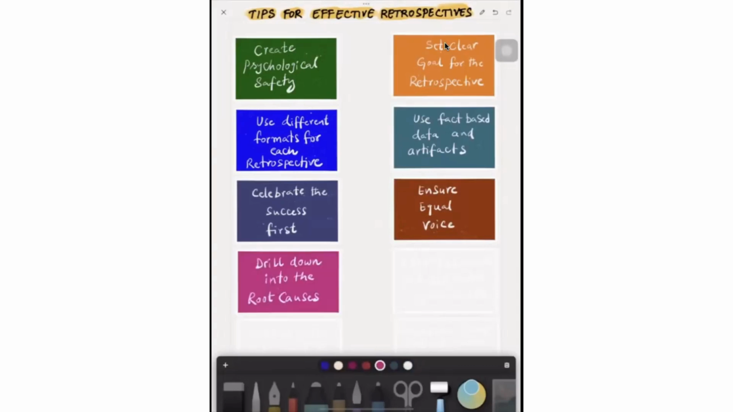And the next, drill down into the root causes. So don't stop at surface level observations. Use techniques like 5 Whys or fishbone diagrams and dig into the root causes. That means the reasons behind what is happening, especially if not for everything, especially for the important critical bugs or some repeated patterns or trends happening.